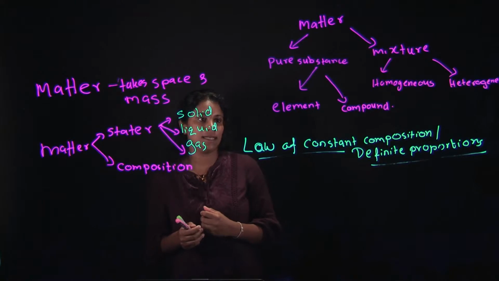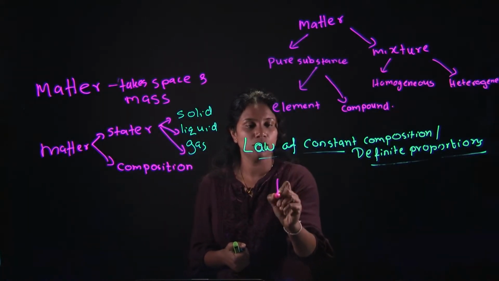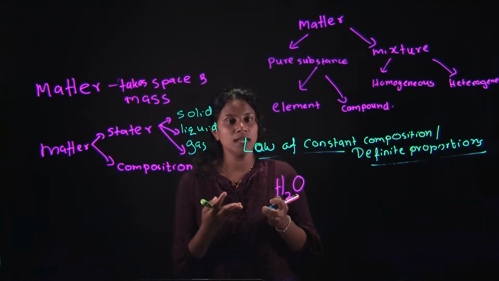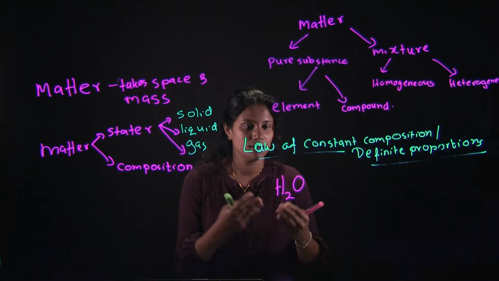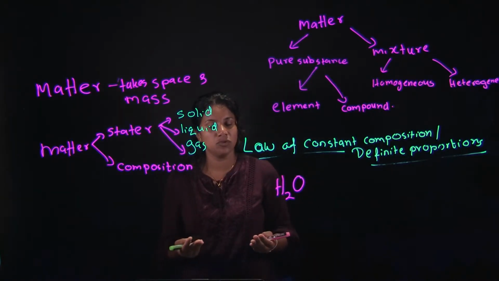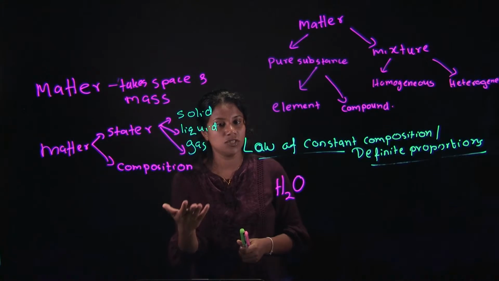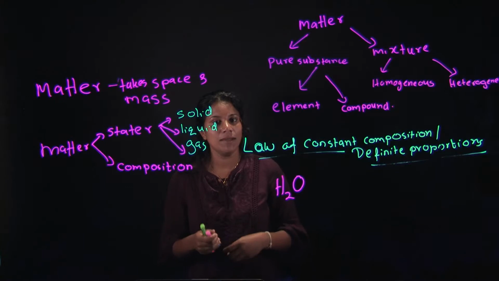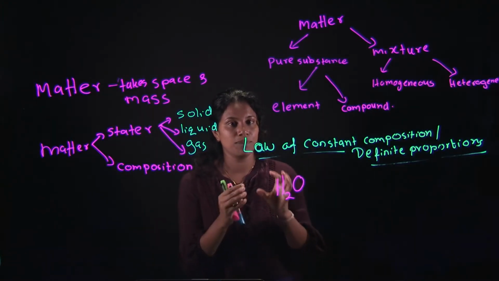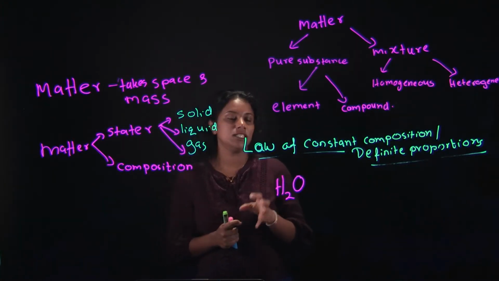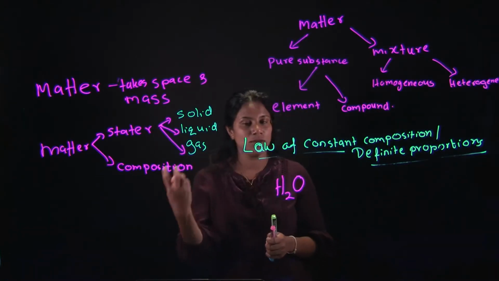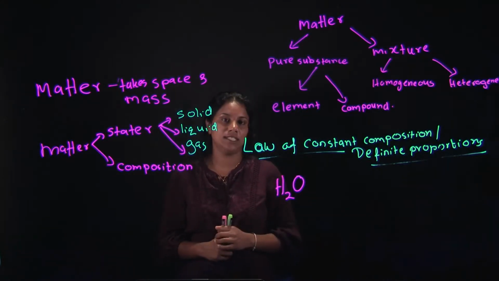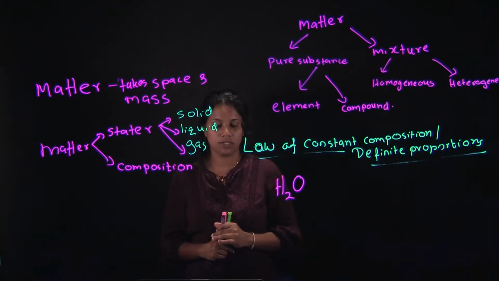Let's take water as an example. H2O is the chemical formula for water. You take water in one place, the composition is H2O. You take water in another state, which is the same chemical composition. That means if you take any sample of any compound, the chemical composition is the same. In an H2O sample, you have 2 hydrogen atoms to 1 oxygen atom. That is the law of constant composition, or law of definite proportions.